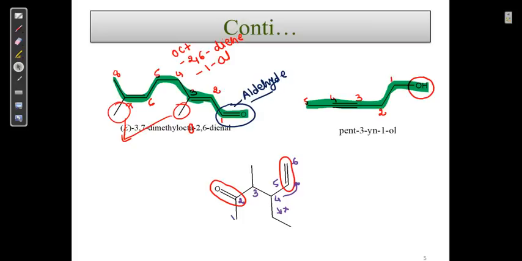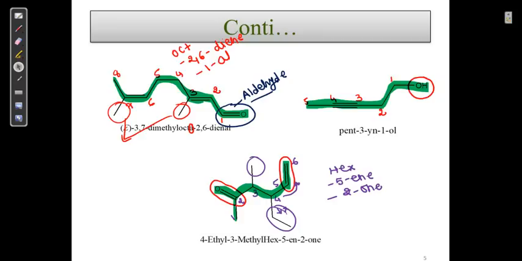So what will happen here? We have hex, then 5-yn, then 2-ol. This is what we are getting, and it is arranged in this form, and I'll highlight it. See, and now whatever is remaining, you have to arrange alphabetically. How to arrange alphabetically? This one and this one. So I can say hex-5-yn-2-ol, and the remaining thing is 4-ethyl-3-methylhex-5-yn-1-ol. Let us go ahead.